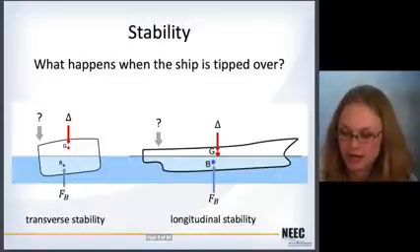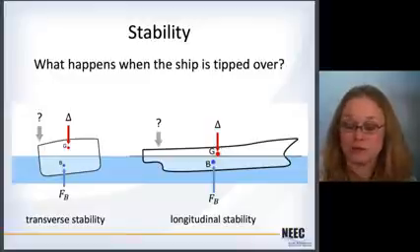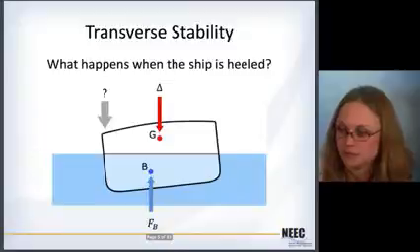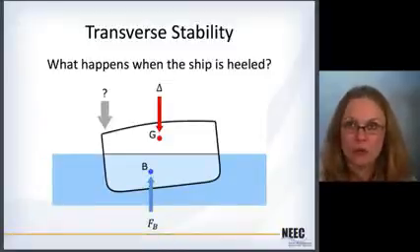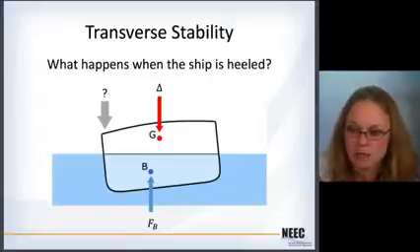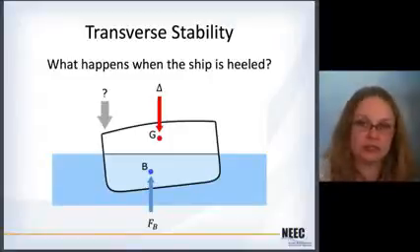There are two major kinds: transverse stability and longitudinal stability. First up, transverse stability. What happens when the ship is heeled? By heeled, I mean side to side, port to starboard. Say some big load comes along and pushes your ship down a little bit.